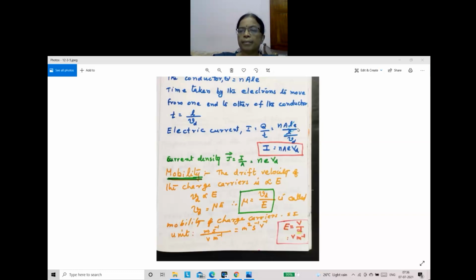NaL means total electrons. And we multiply with e. Then we are getting total charge. Then what is small e? Of electrons. Nivedita, what is small e? Charge of an electron. Yes, correct. Charge of an electron. Nivedita answered.